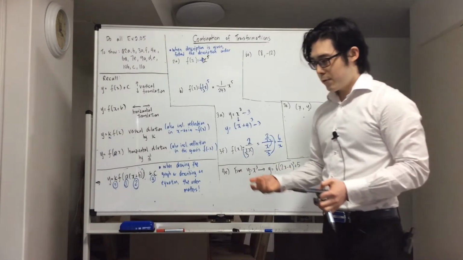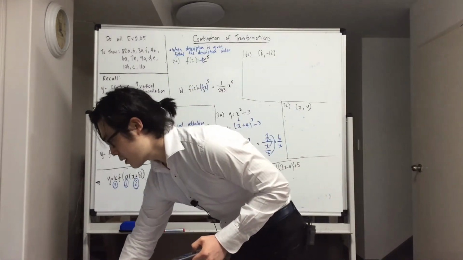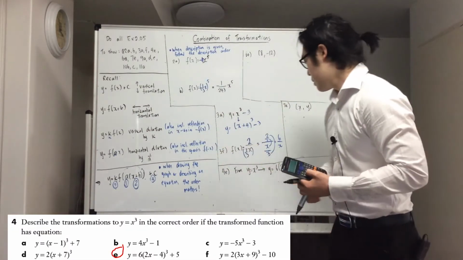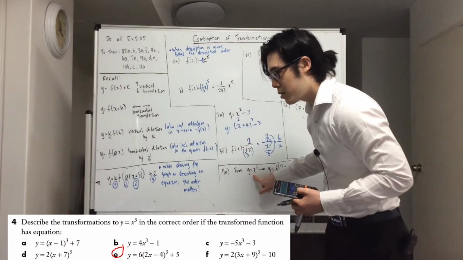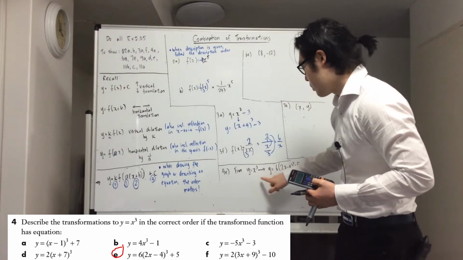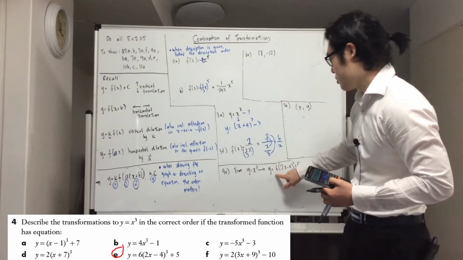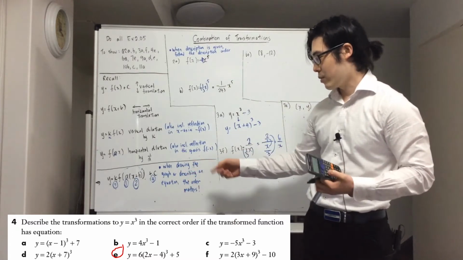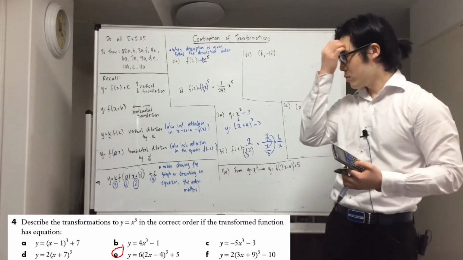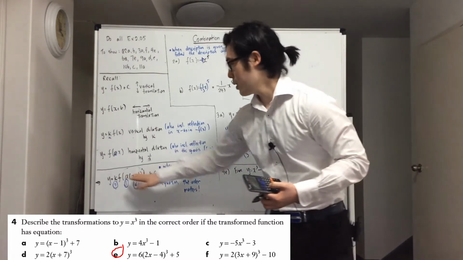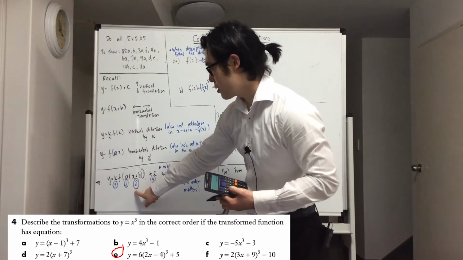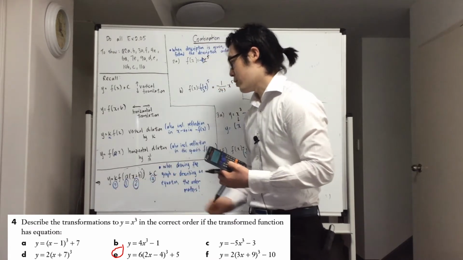Now, from question 4, it says describe the transformation of y equals x cubed. In question E, describe it if you get to that. So I've written a note here. When you're drawing the graph or describing an equation, the order matters. So the order in which you want to describe it is in this order. You want to describe the horizontal dilation, then the horizontal translation, vertical dilation, then the vertical translation.